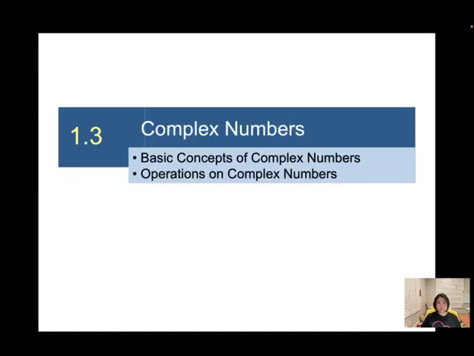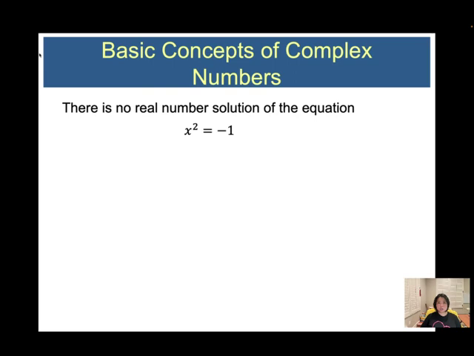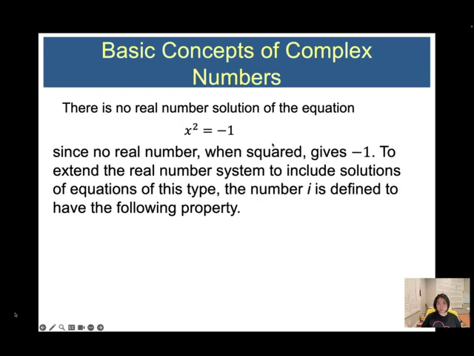Section 1.3, complex numbers. There is no real number solution of the equation x squared equal to -1. If we want to solve for x, we take the square root of both sides. But when you take the square root, the right hand side will be the square root of -1.